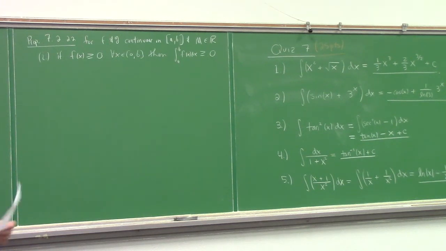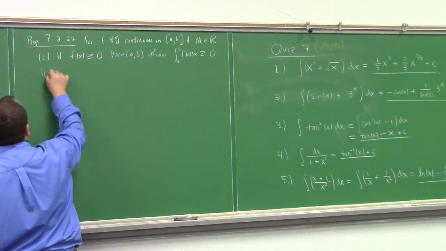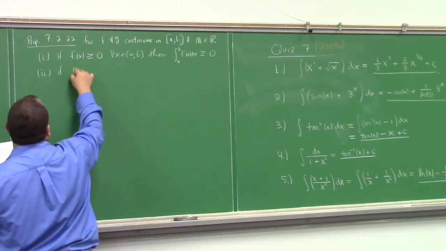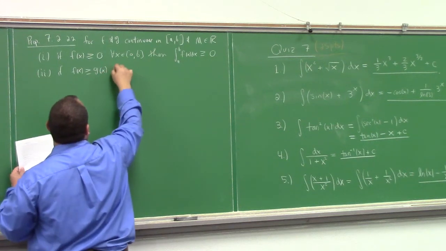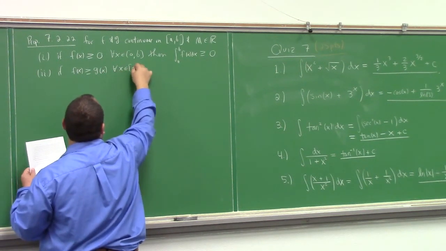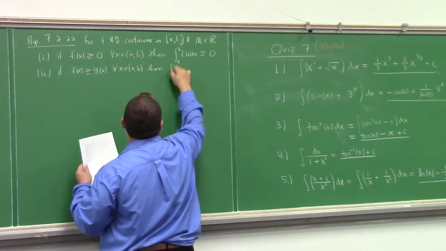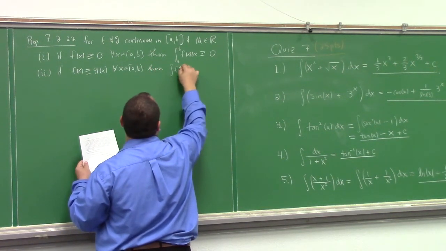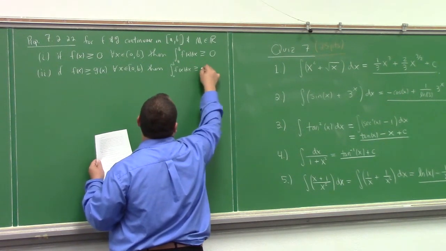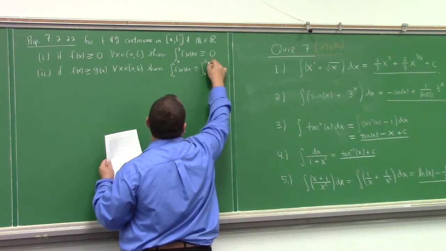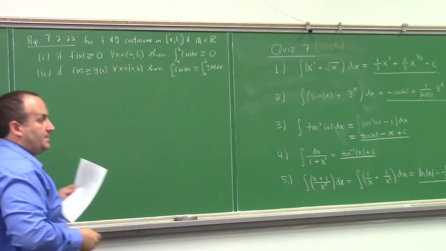So the integral preserves inequality in that sense. Likewise, if f of x is greater than or equal to g of x for all x in AB, guess what? The integral of f of x dx from a to b is greater than or equal to the integral of g of x dx from a to b. All right?